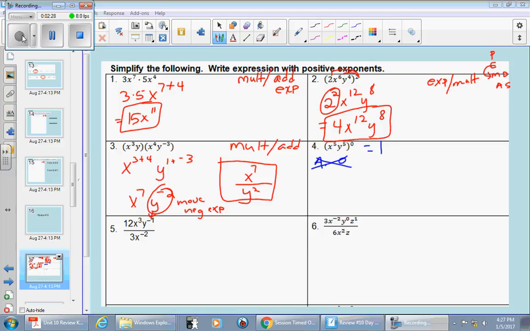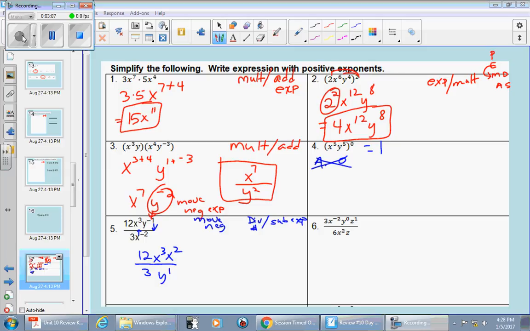Number 5, it's a division problem. So we're going to divide numbers, and we're going to subtract exponents. So we know that we have, well, hey, let's first move some negatives before we do that. So I'm going to move this x up and this y down. So we'll have 12 over 3, x to the 3, and an x we moved up, squared. And we need to move the y down.